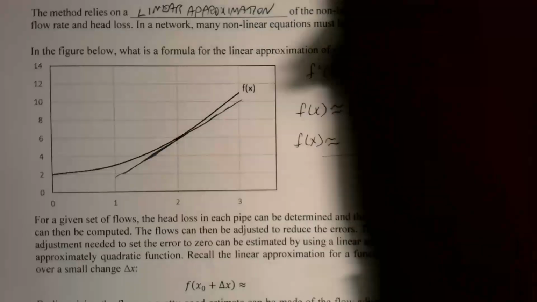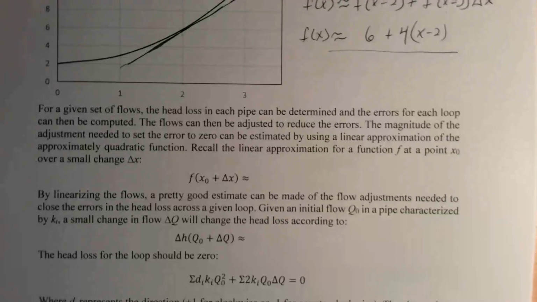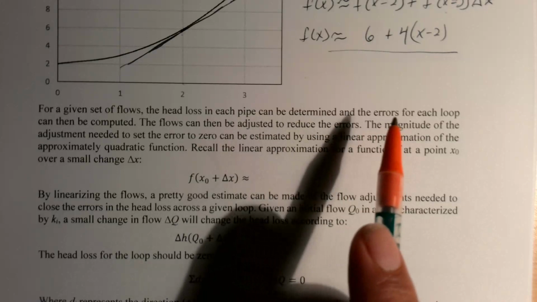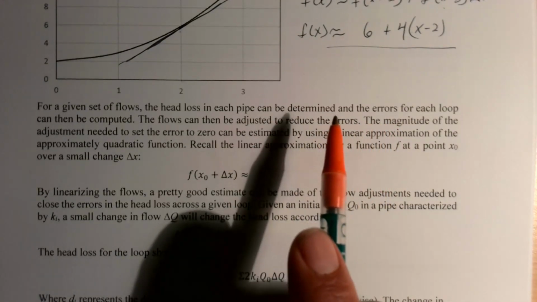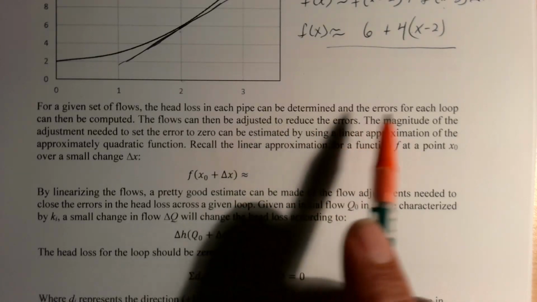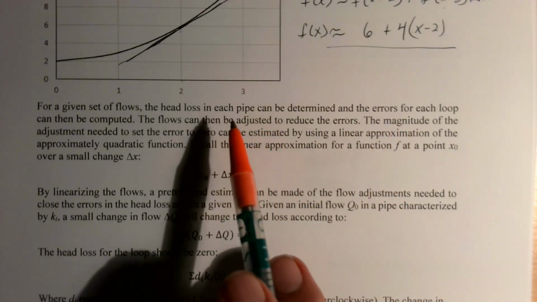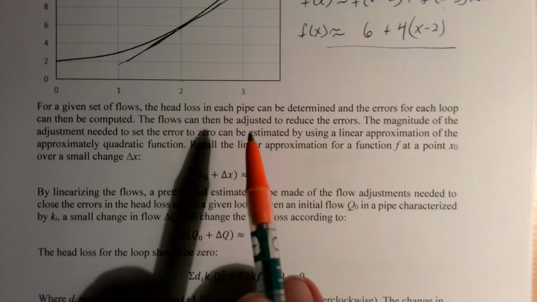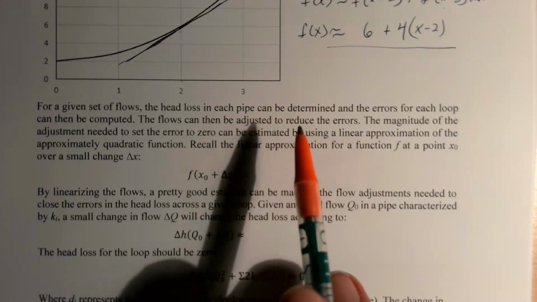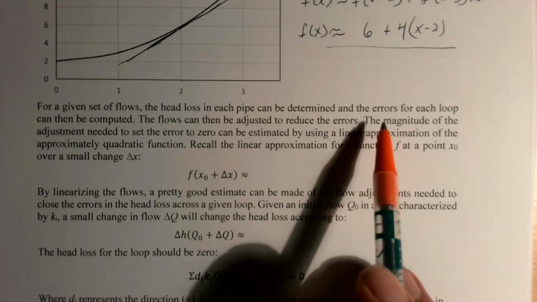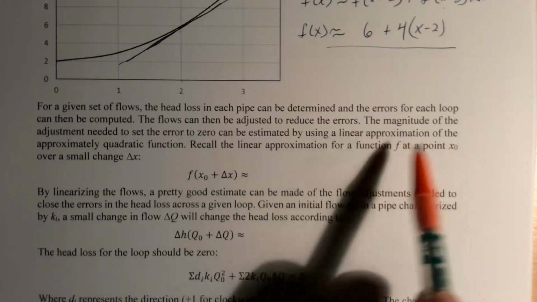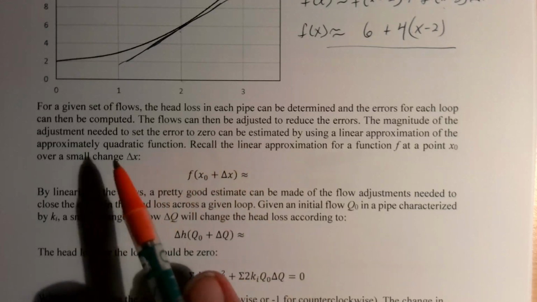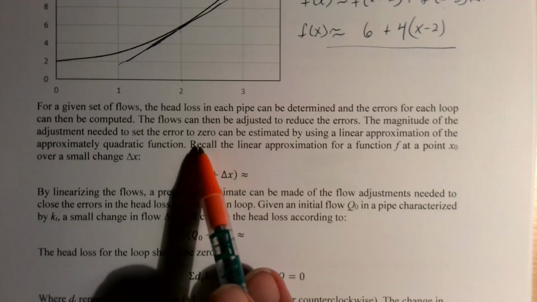So let's think now a little bit about how this can be applied to hydraulics problems. For a given set of flows, the head loss in each pipe can be determined. Once you know what the flow is, we know the equation to relate flow with head loss, and then we can go through and adjust the flows to reduce the errors. That's the idea. So the magnitude of the adjustment that we need can be determined using the linear approximation of the quadratic function that we are working with here.